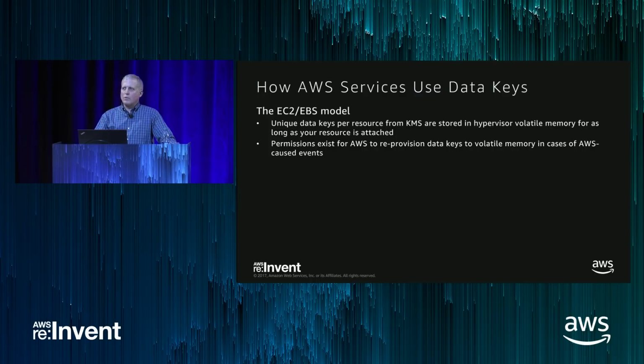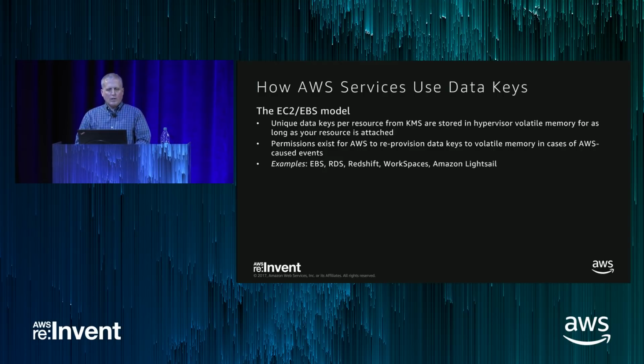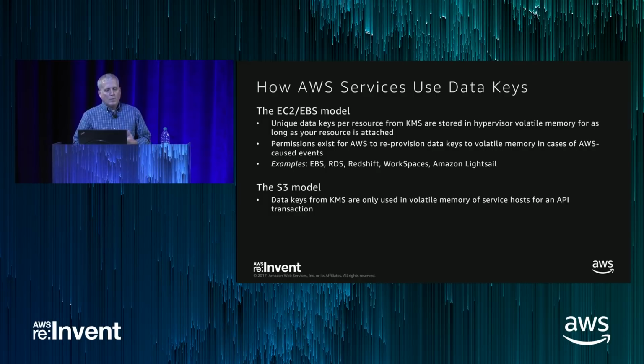So for those of you who have used KMS in depth and looked at AWS CloudTrail events, you'll see evidence where these scope-down permissions, called KMS grants, are created, and they have all sorts of conditions on them to ensure that they can only be used to recreate a known good state. Okay? So services that are built on top of EC2 and use EBS as the fundamental storage layer work this way.